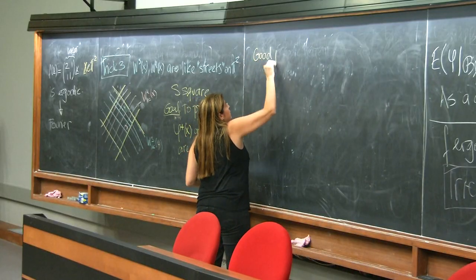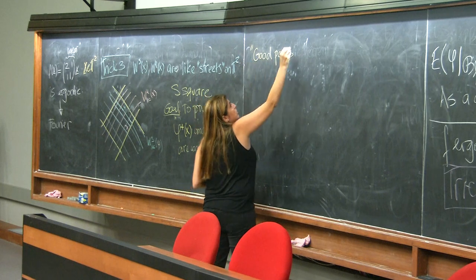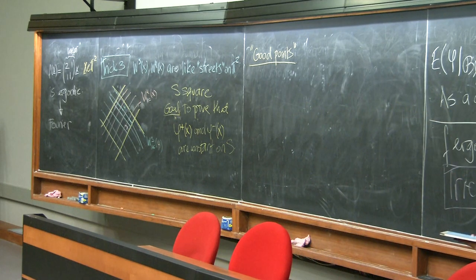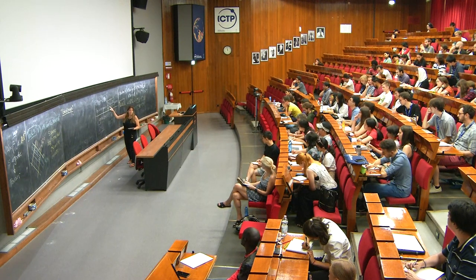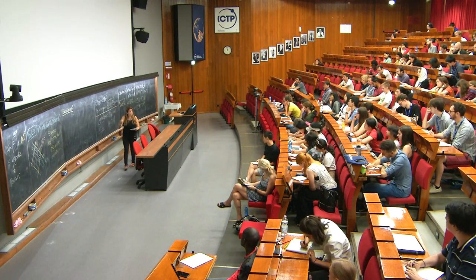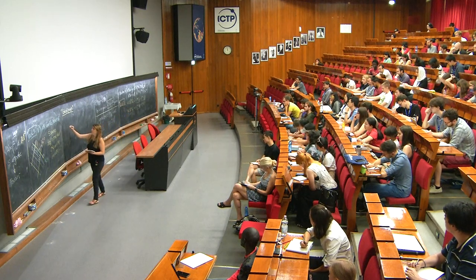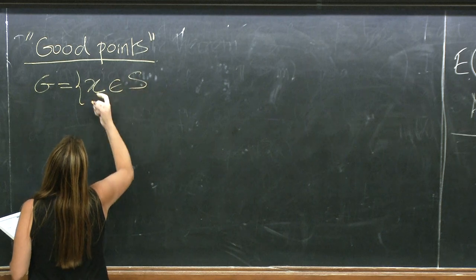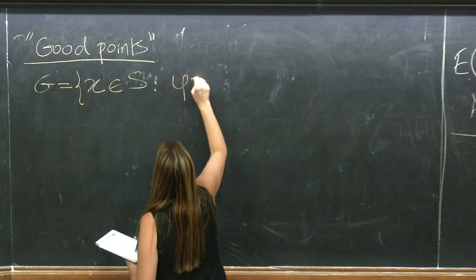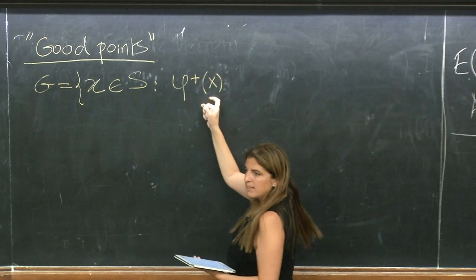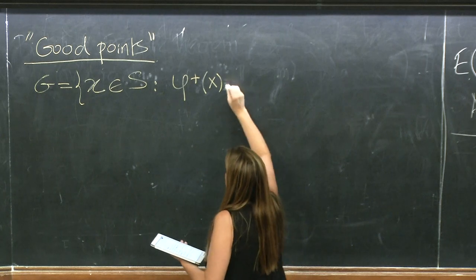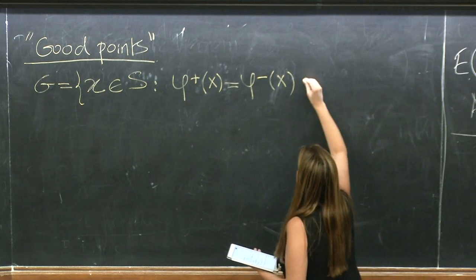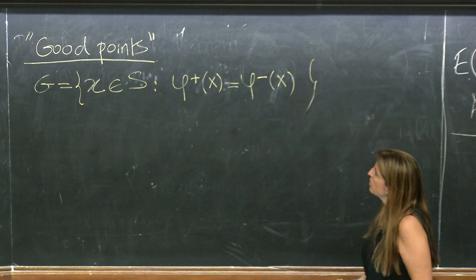So let me define the good points. The good points are going to be the points where the Birkhoff limit exists, and also it's the same for the future and for the past. We're going to define the good points for x in S. This already implies that the limit exists, it exists, it's unique, and they coincide. So this is the set of good points.